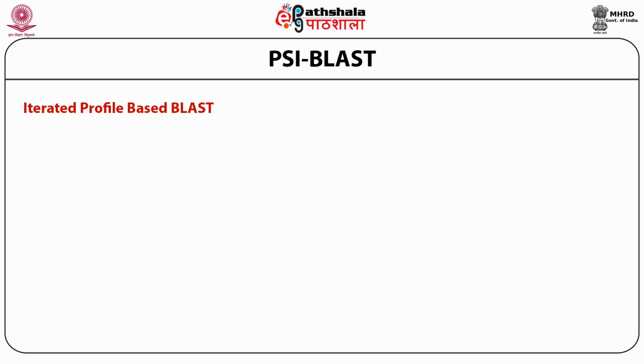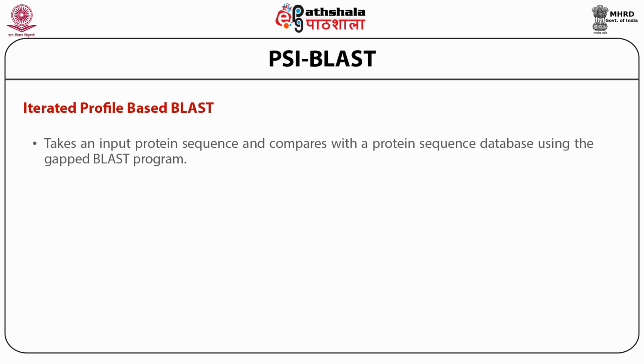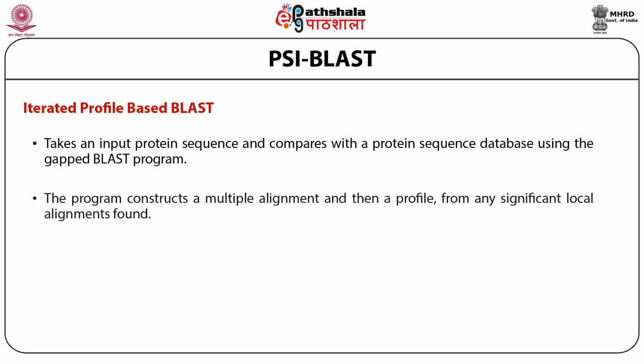So iterated profile-based BLAST, sometimes also known as PSI-BLAST, is a method which overcomes the problem of gaps in our alignment, which is not handled by PSWM. So what is this? In this approach, you take an input protein sequence and compare it with a protein sequence database using the gapped version of the BLAST algorithm, which we had already discussed. The output of this is then used to construct a multiple alignment and then a profile, or a position-specific weight matrix, from any of the significant local alignments that are found.